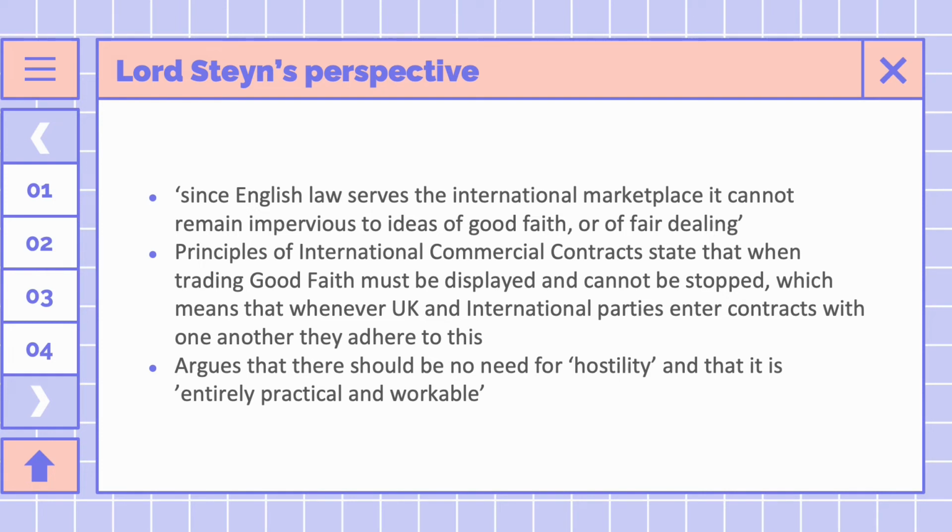This is because, as Lord Steyn also pointed out, the principles of international commercial contracts, which the UK has to follow, already state that good faith in trading must be displayed and cannot be excluded. That applies whenever UK parties and international parties enter into contracts with one another. So if some UK companies are already having to follow this principle, then why shouldn't it be applied to all UK parties entering contracts, rather than only being adhered to at some points?